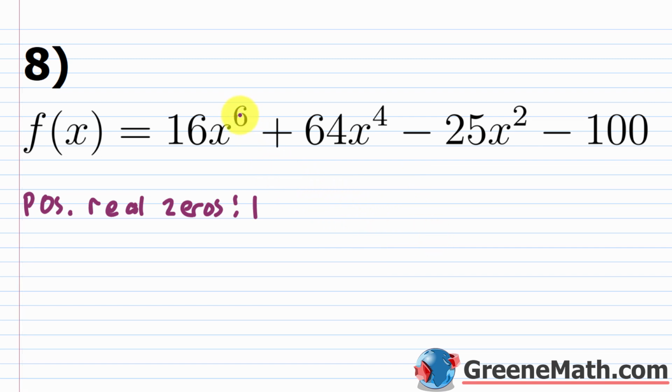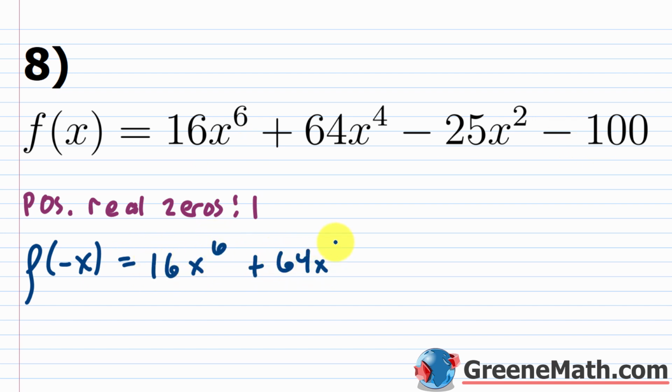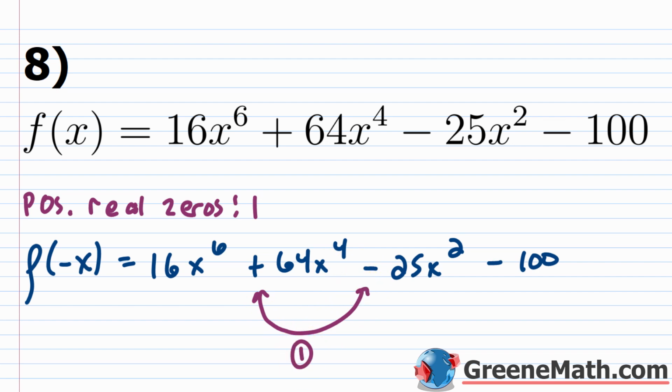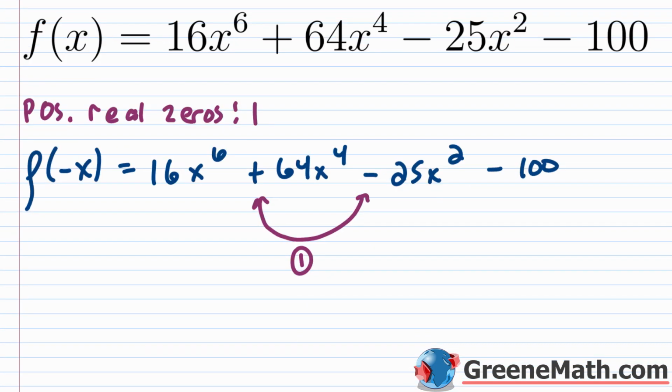Why? Because this is even, and this is even. So when you do f of negative x, again, this is an even function, you would get the same thing. You would get 16x to the 6th power plus 64x to the 4th power minus 25x squared, and then minus 100. Let me fix this real quick. And again, all you're going to have is 1 sign change here. That's going to be when you go from right here to right here. So from positive to negative, so just 1.